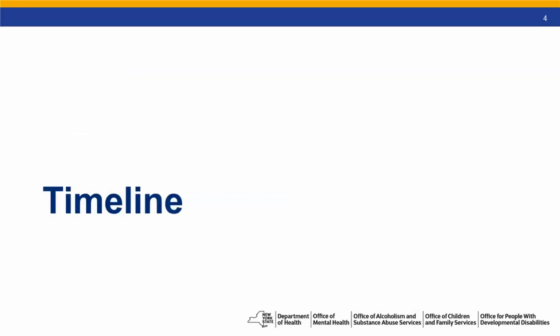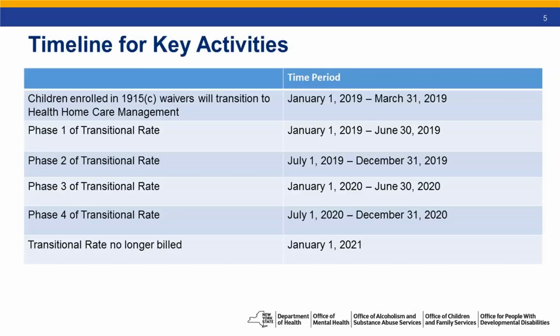So the timeline for the key activities are the children enrolled in the 1915C waivers, which, as you all know, are the B2H, the SED, the Care at Home 4, and the Care at Home 1 and 2. Those children, and I already made a mistake because the OPWDD children are not transitioning to Health Home. They've already transitioned, so it's just the B2H, SED, and the Care at Home 1 and 2. So that happened on January 1st. Phase 1, using transitional rates, happens on January 1st.